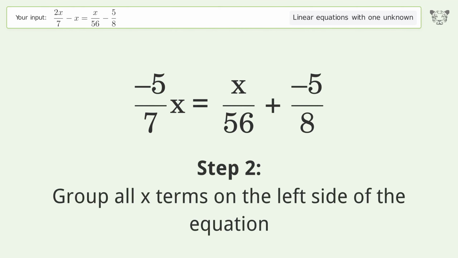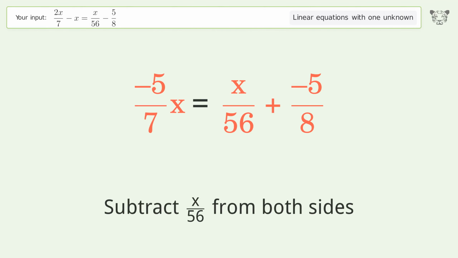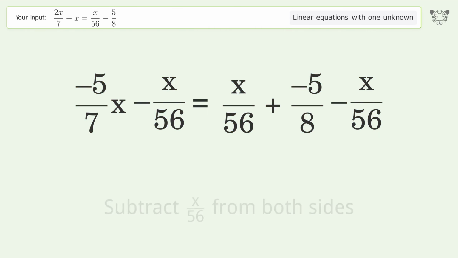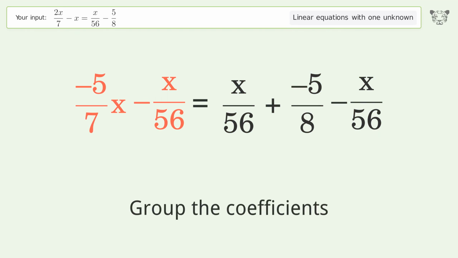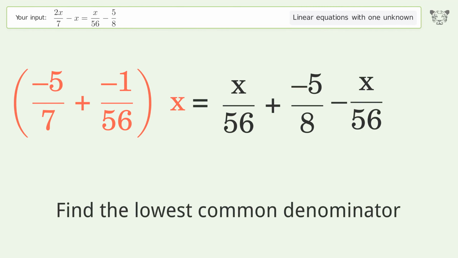Group all x terms on the left side of the equation. Subtract 10 over 56 from both sides. Group the coefficients. Find the lowest common denominator.